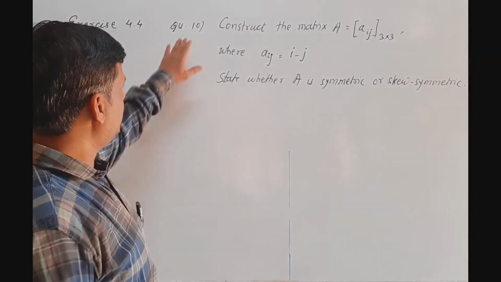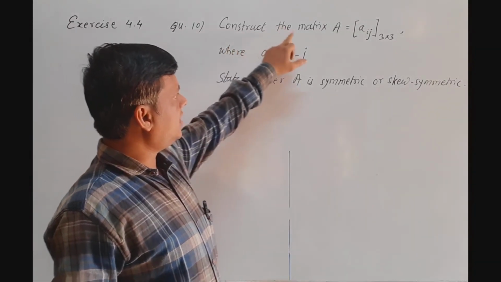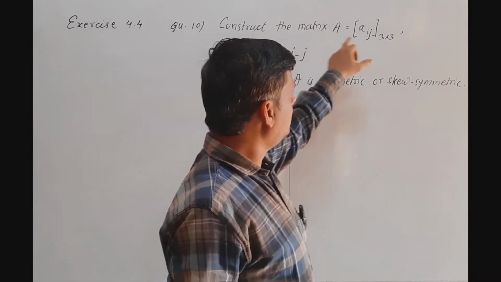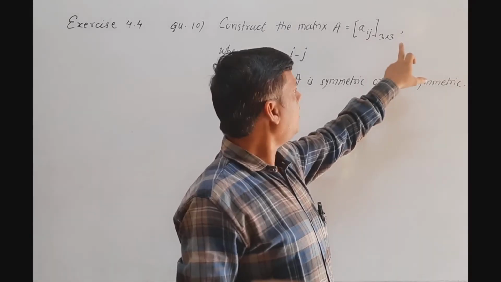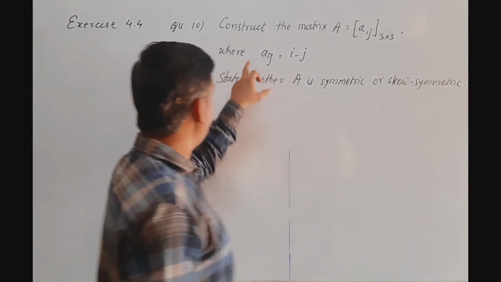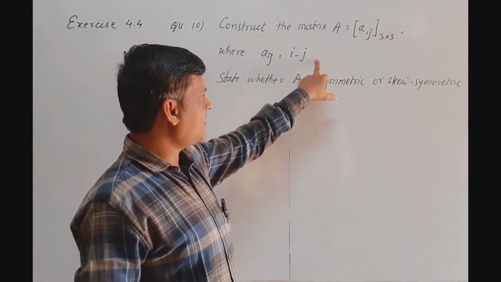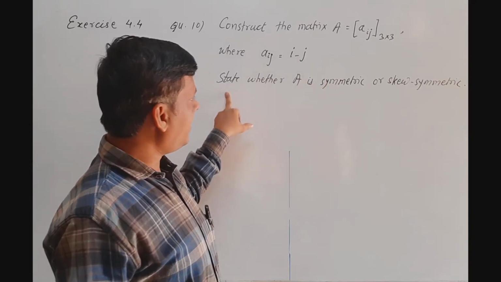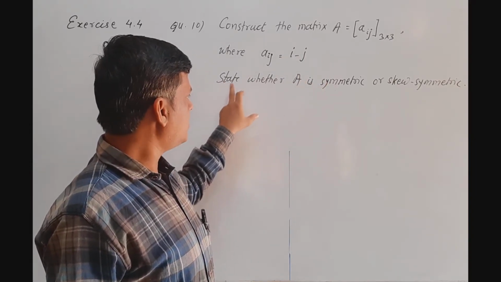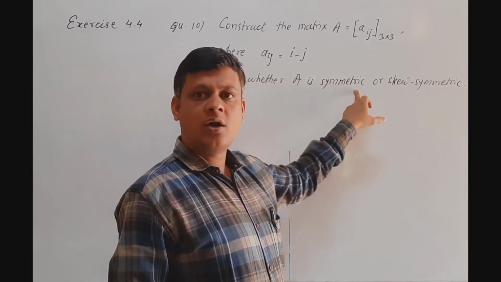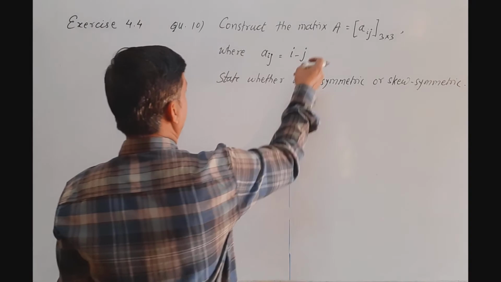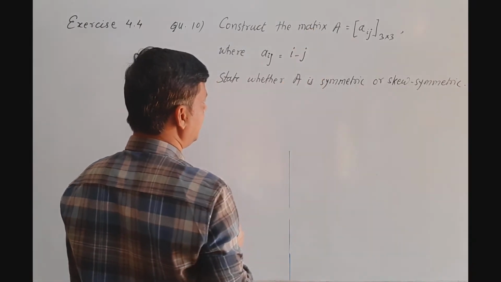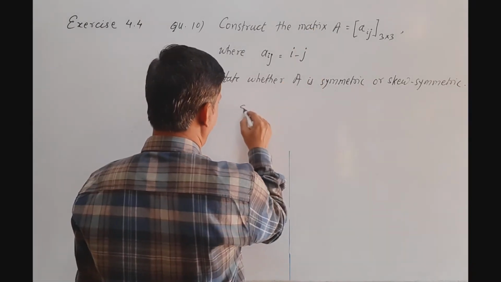Now see question number 10. Construct the matrix A equals to a matrix having element Aij of order 3 by 3, where Aij equals i minus j. State whether A is symmetric or skew symmetric. So first, construct here matrix A of order 3 by 3. So write in solution.